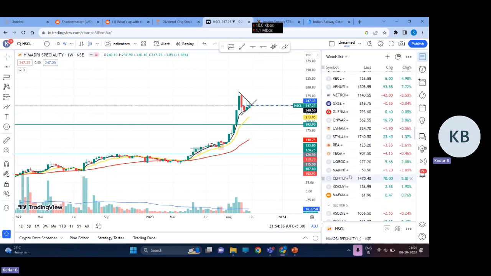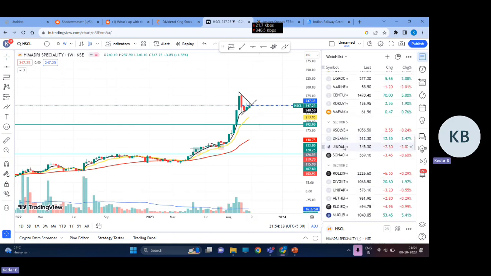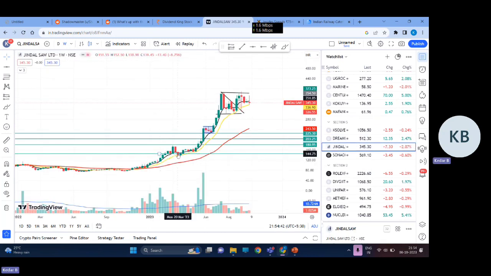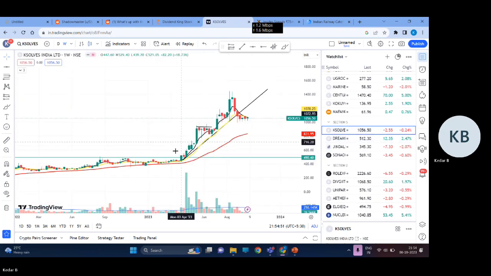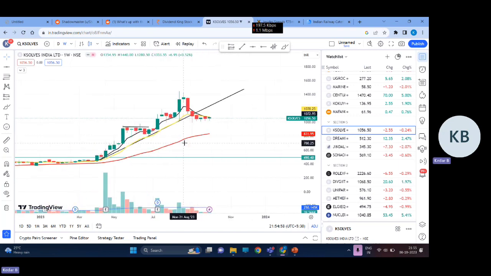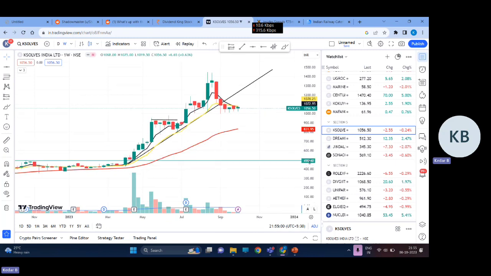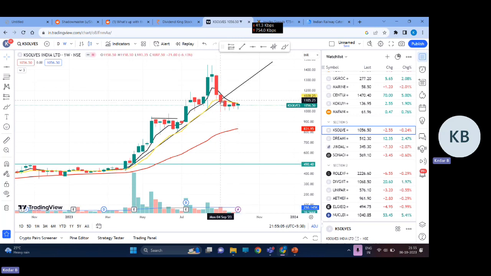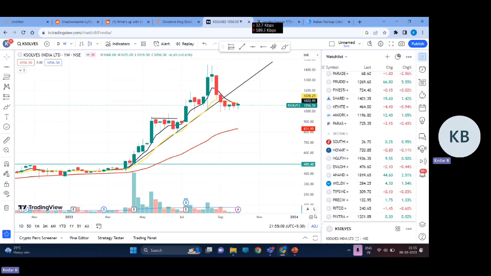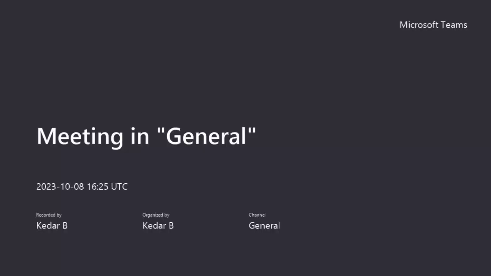So there are many such examples. This one, Jindal Saw, I bought it around here, sold it around here. In this case also you can see all of these, what seems high usually tends to go even higher. But yes, many of them fail too. I'll show you some of the failed ones later, which is why you need to know when to sell when it goes against you.